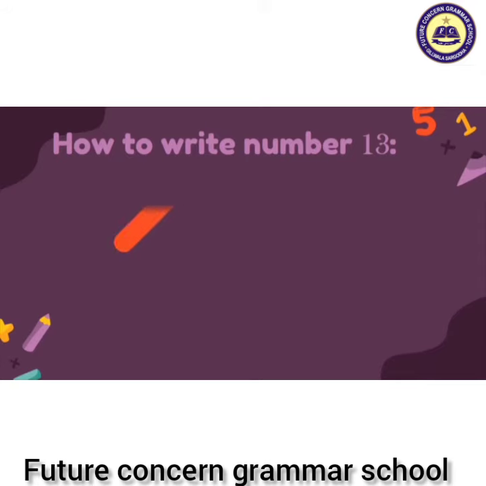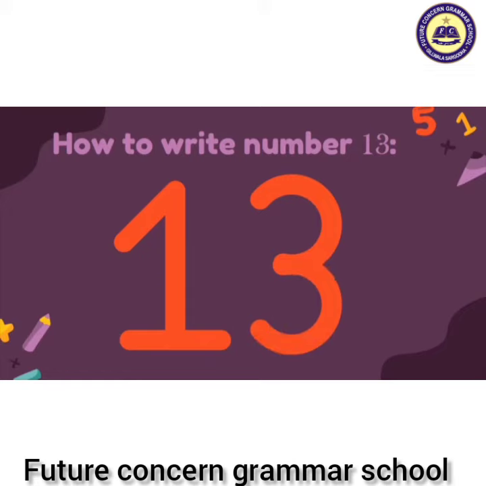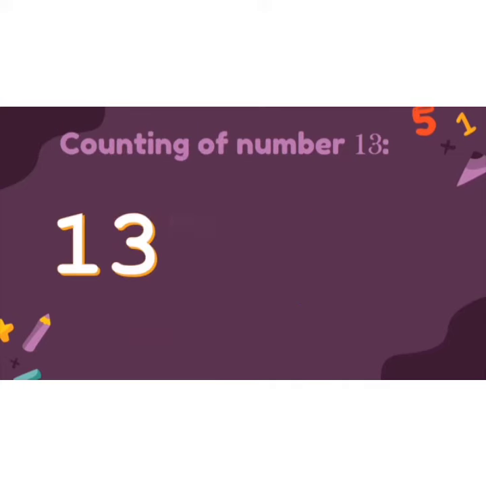Let's see how to write number 13. Make a slanting line, then standing line and slipping line. It's a 1 and make a curved line and again make a curved line. It's a 3, 1, 3, 13.